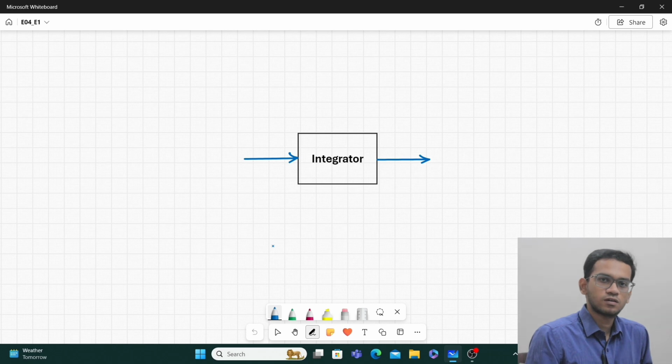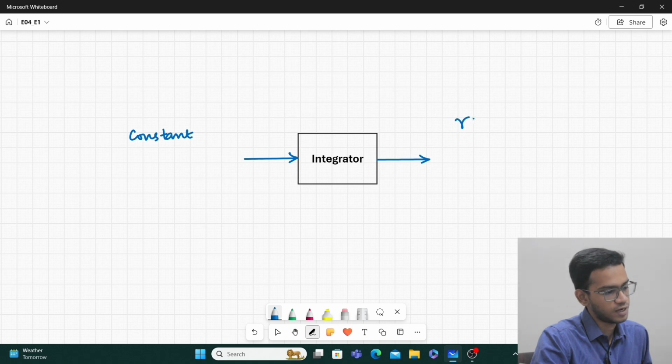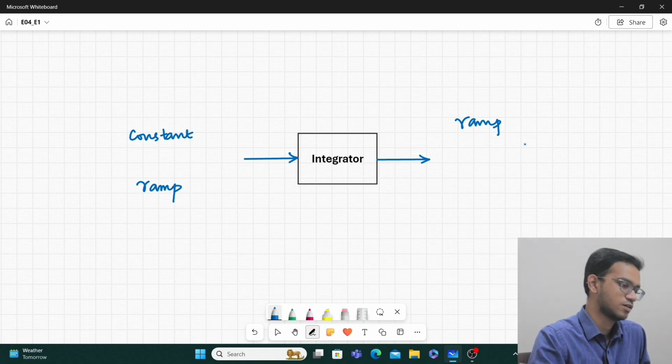If you have already learned control systems, you might have come across the integrator, and we must have often heard people say that when we give a constant input to this integrator, we get a ramp output. And when we give a ramp input to this integrator, we get a parabolic output, and it goes on and continues.